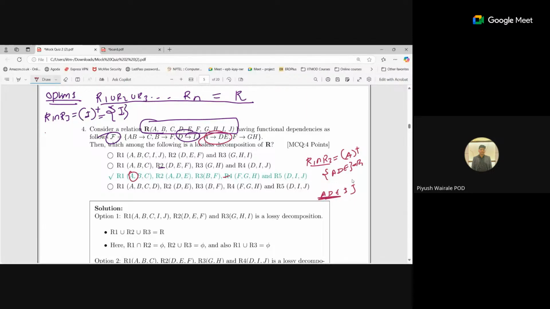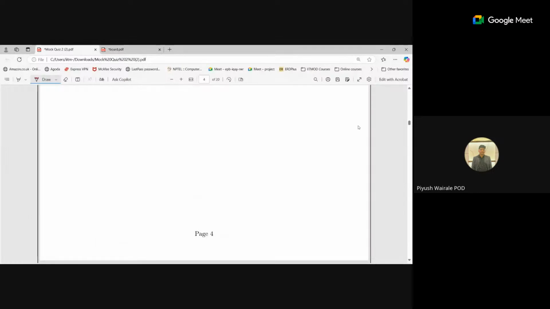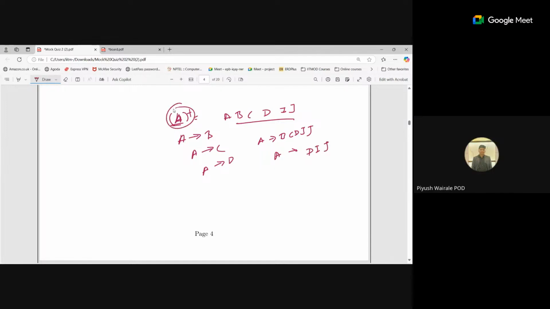Okay. Yeah. So see, why do we find out the closure? Let's say A closure is this one: A, B, C, D, I, J. So from this, what can I say? From this, I can say A can determine B, A can determine C, A can determine D, A can determine B, C, D, I, J. A can determine any combination of these attributes, D, I, J or I, J. That's what I can say from this closure, right?